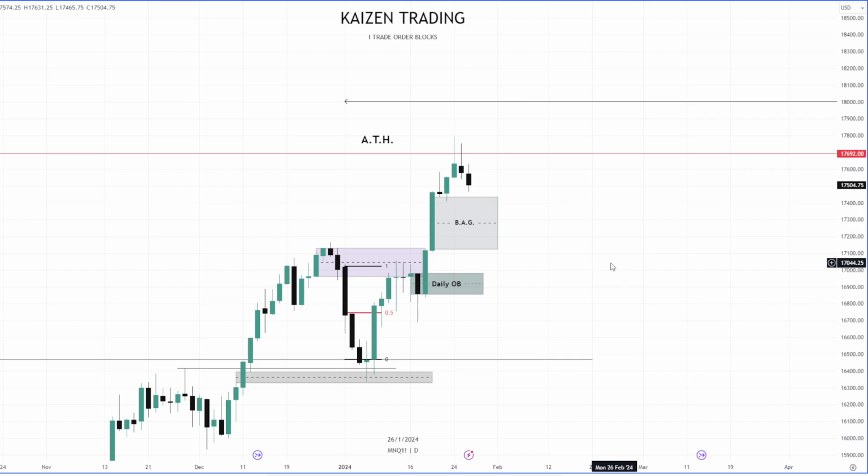So we'll bump down to the hourly because now we can start taking a look at more examples of the price delivery fractals.